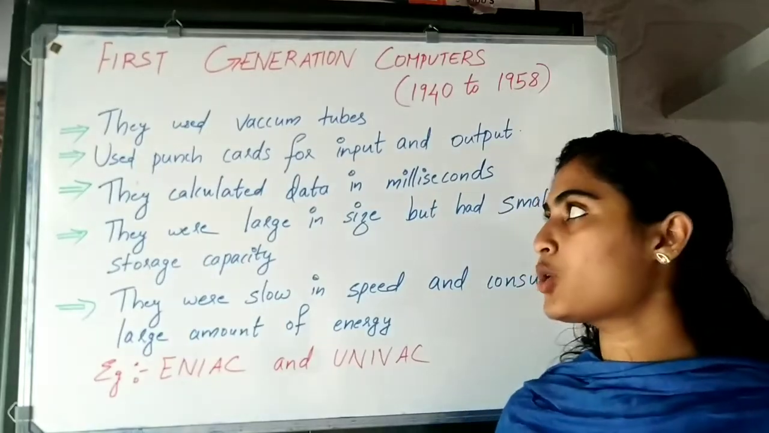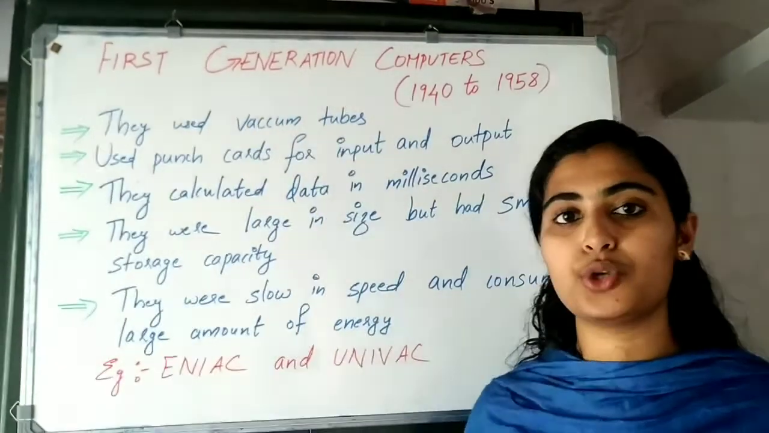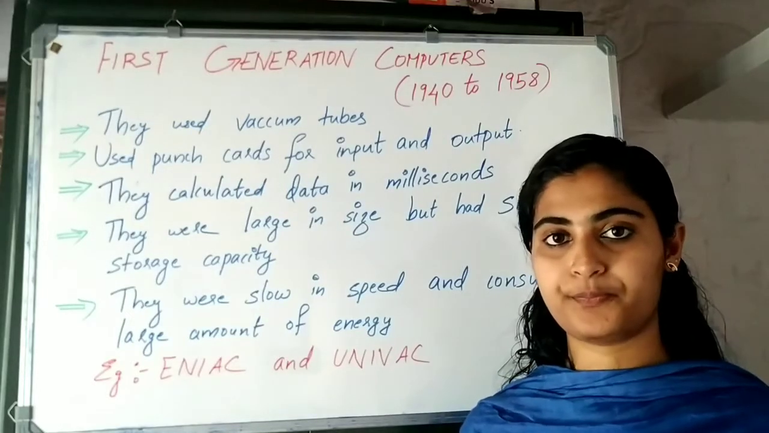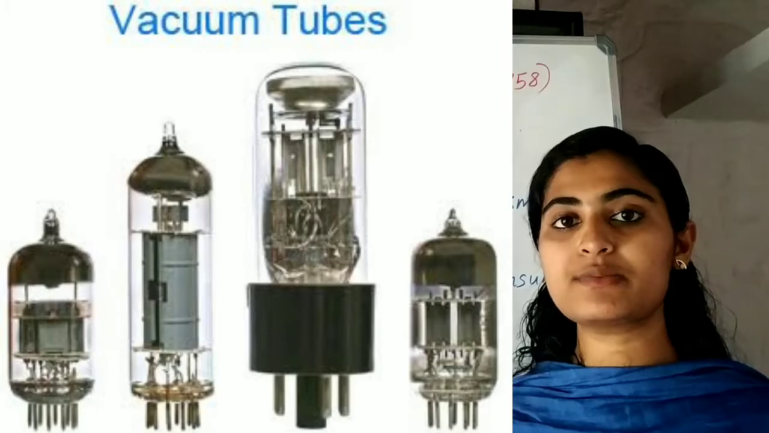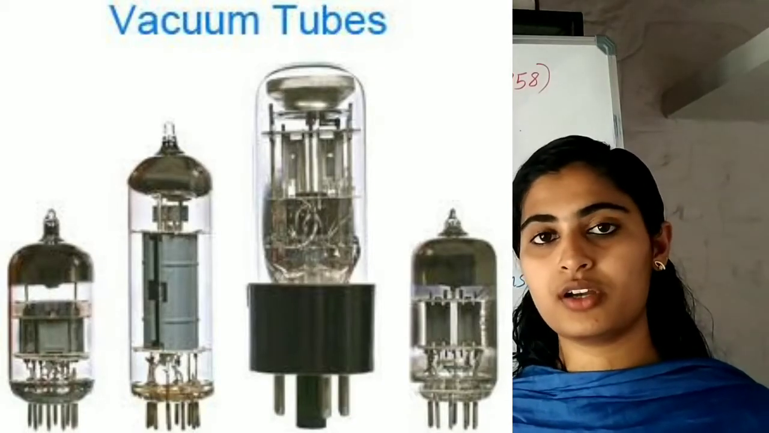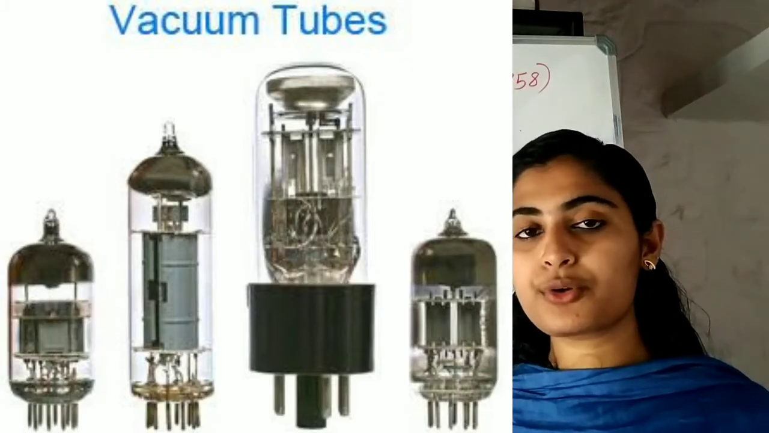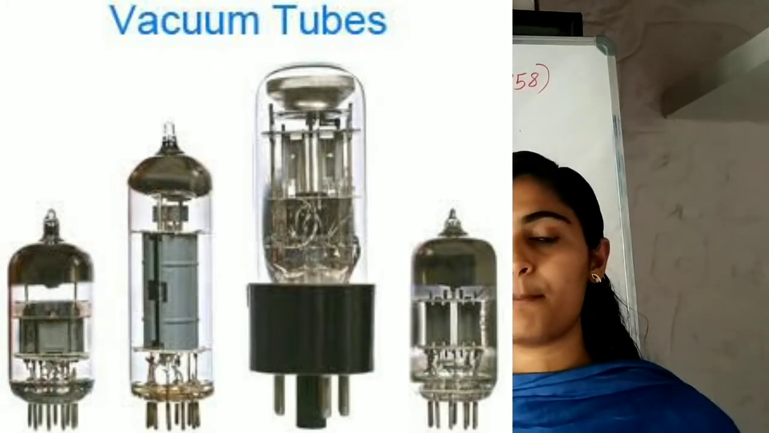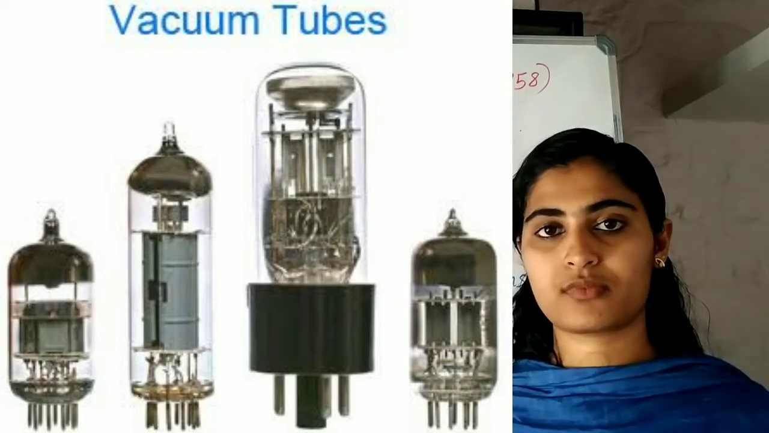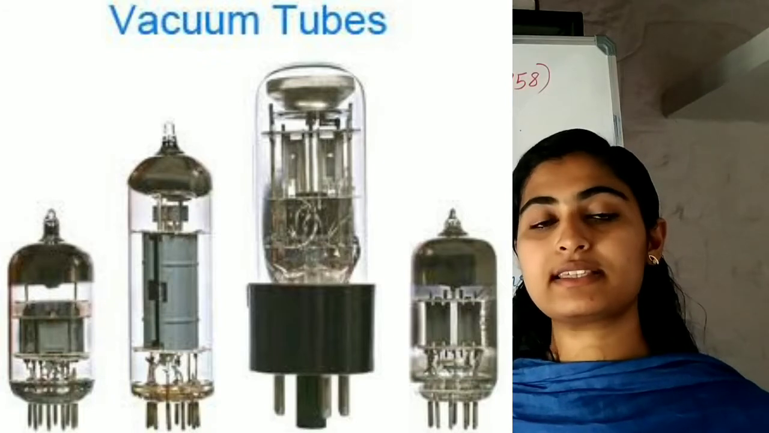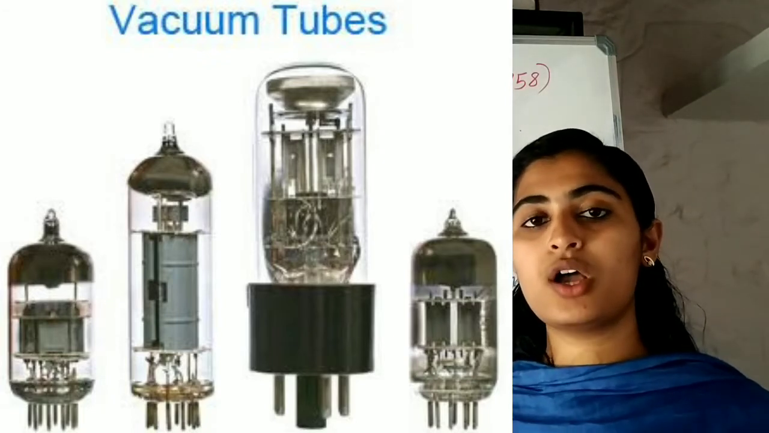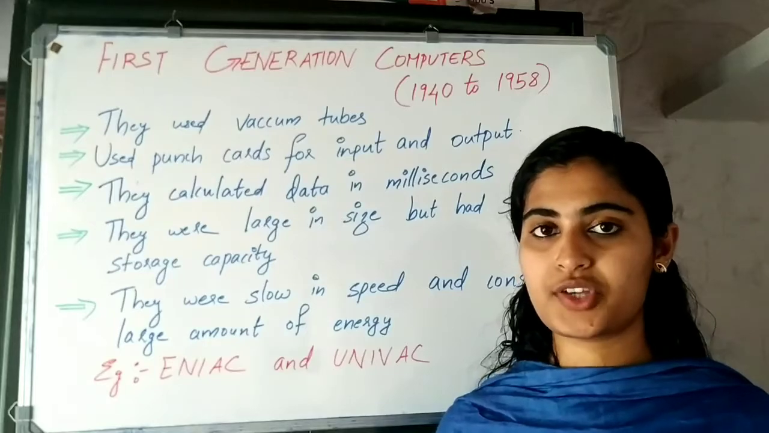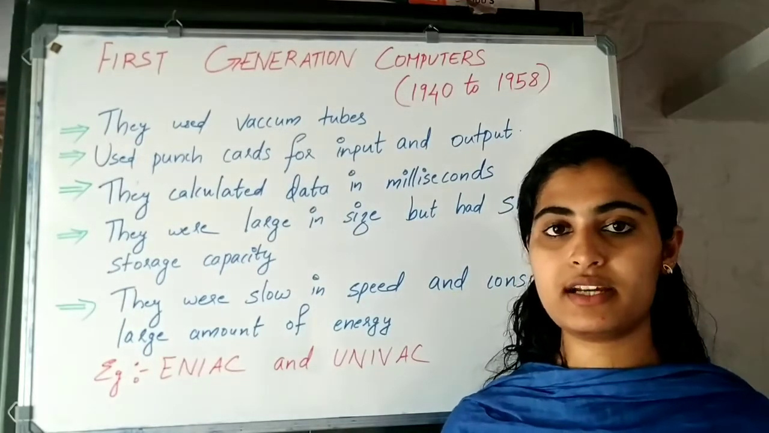Then what is the first point? They used vacuum tubes. So the technology used by first generation computers was vacuum tube. What do you mean by vacuum tube? In this picture you can see that it is a glass tube and it has been sealed. Inside this there is vacuum, which allows free passage of current inside the tube. So first generation computers used vacuum tube as the technology.